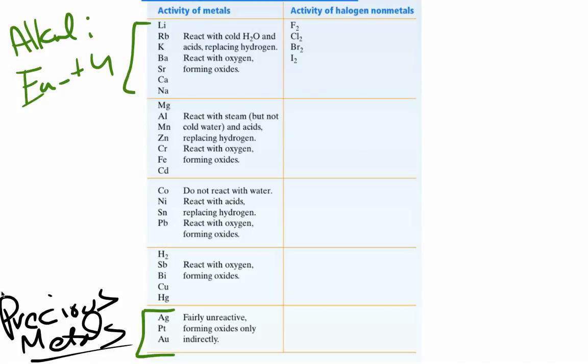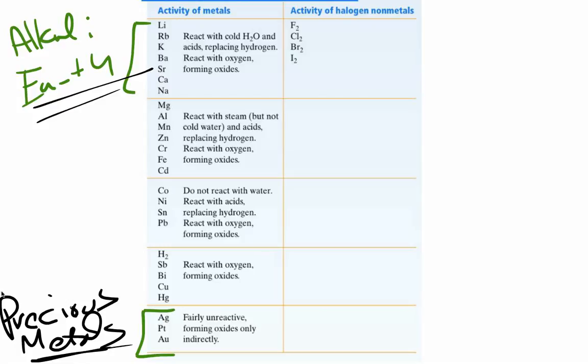Now, is this something we have to remember? I hate to say that we have to remember it, but there are some distinct things that we should know. We should recognize that these things are more reactive than things down here without having to look at a chart. So you should know alkaline earth metals are going to be more reactive than a precious metal like silver or platinum or gold.